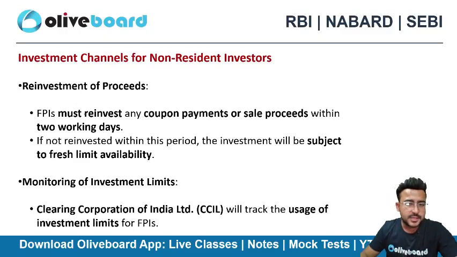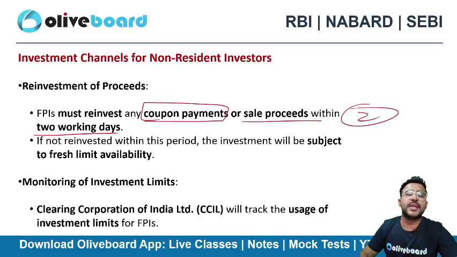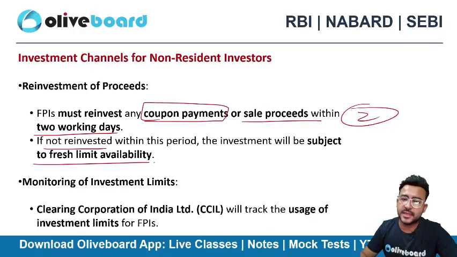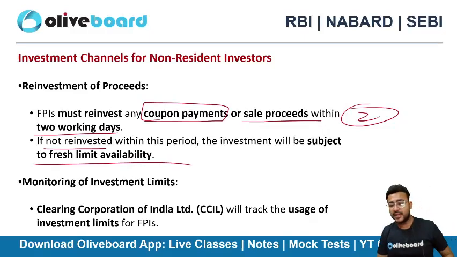Reinvestment of proceeds. So let's suppose if an FPI is receiving the coupon payments or any sale proceeds, then within 2 working days he needs to reinvest. If he doesn't reinvest, then it will exhaust the fresh limit availability. Within 2 working days में अगर invest नहीं किया तो नई limit के अंदर consume हो जाएगा.